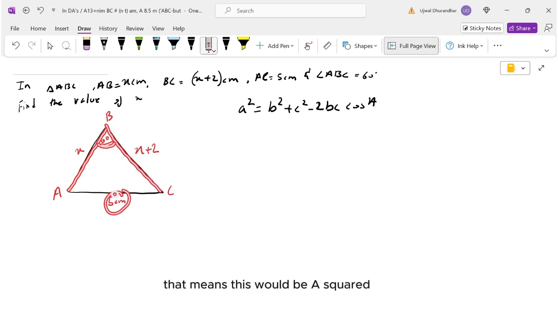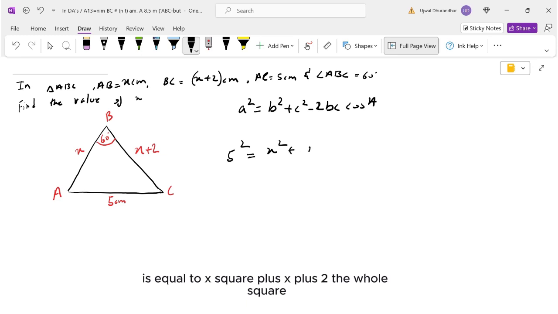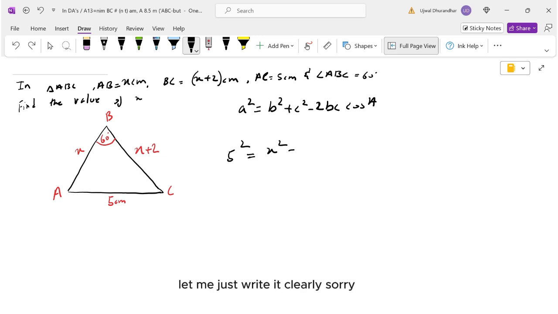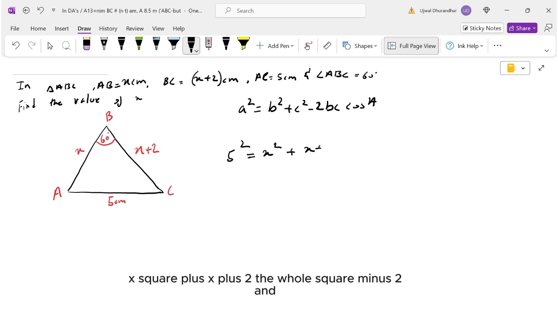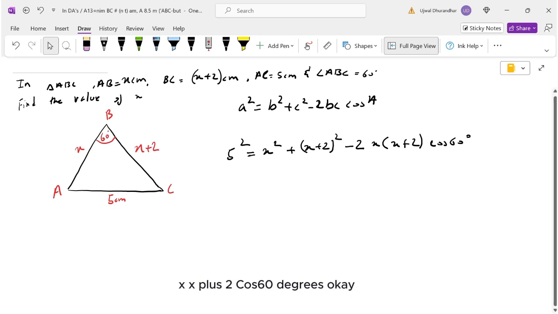That means this would be a square. So we'll take 5 square is equal to x square plus x plus 2 the whole square. Sorry, let me just write it clearly. x square plus x plus 2 the whole square minus 2 into x into x plus 2 cos 60 degrees.